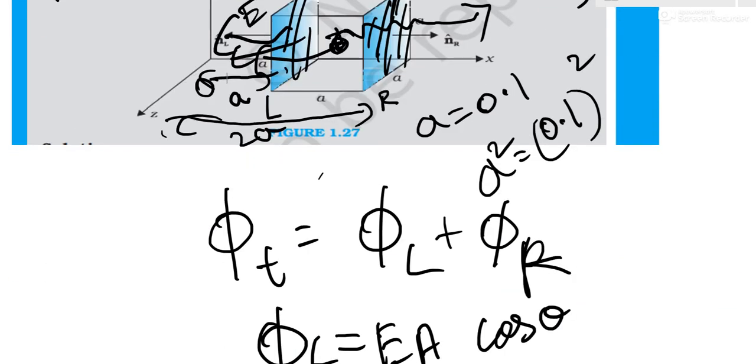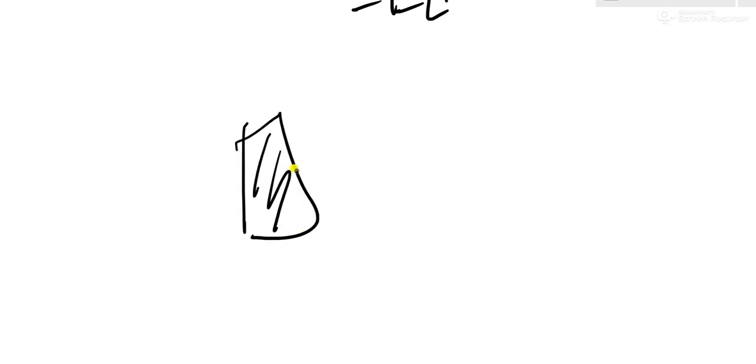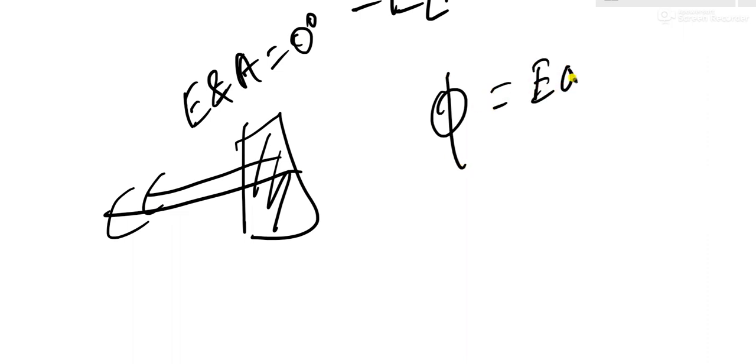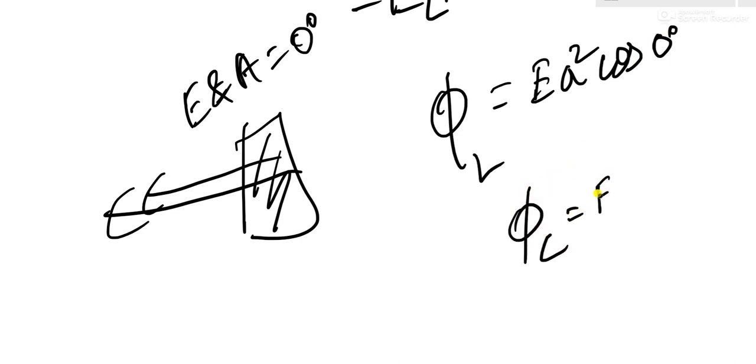I'll show another diagram. See here how the cos is going to be. This is one side of the cuboid. The electric field will be this side, and the area vector will be this side. The angle between the electric field and area vector will be 0 degrees. So flux is equal to E a squared cos 0 degrees. Cos 0 degrees is 1. So the electric flux at the left side is equal to E a squared.